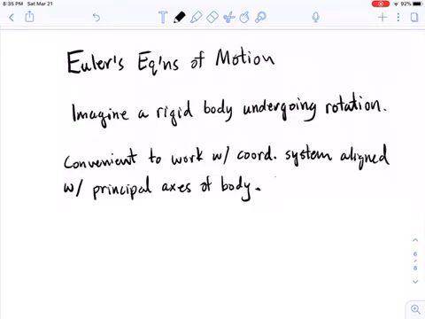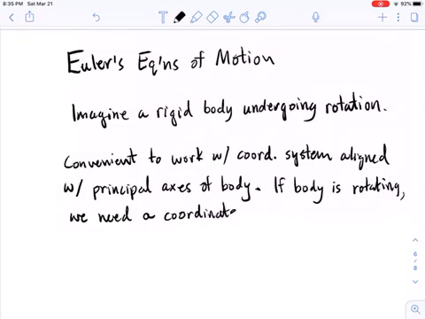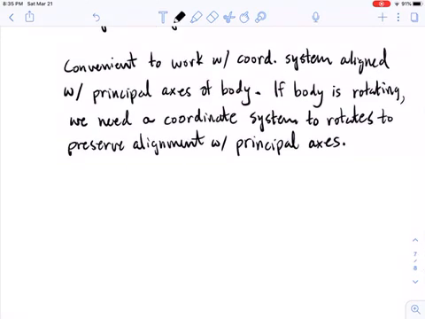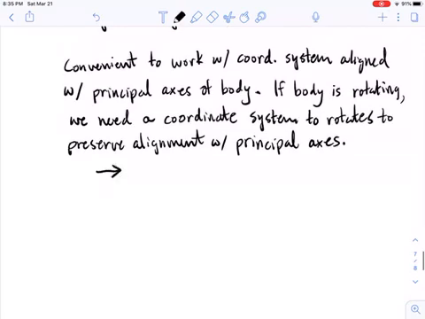So if the body is rotating, we need a coordinate system that rotates to preserve the alignment with the principal axes. If we're in a rotating reference frame, then it's always accelerating. It's changing its direction constantly. And so that's not an inertial reference frame. So this is not an inertial reference frame.